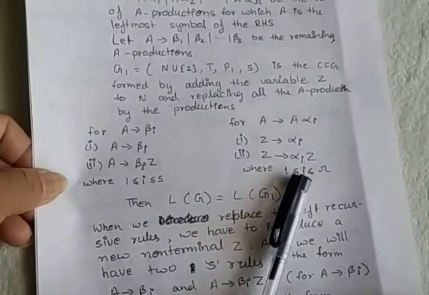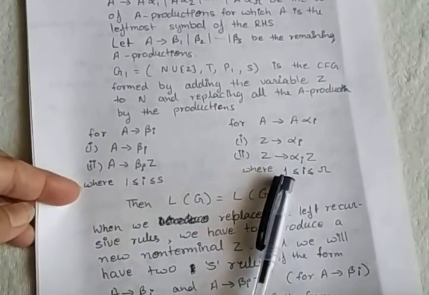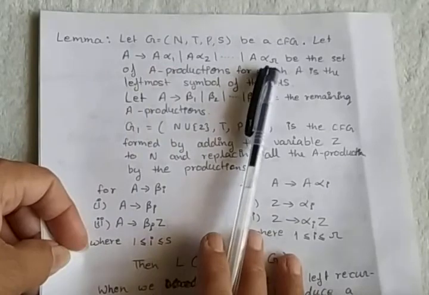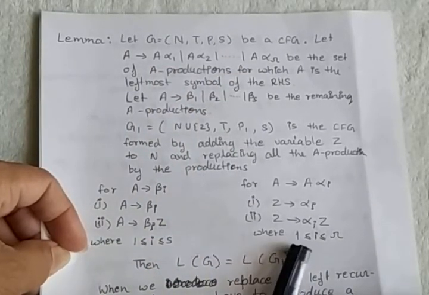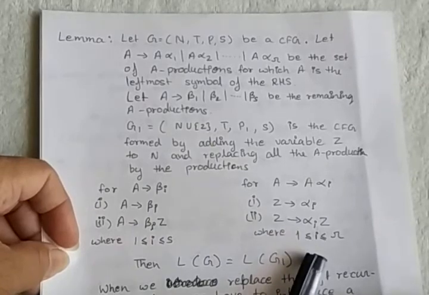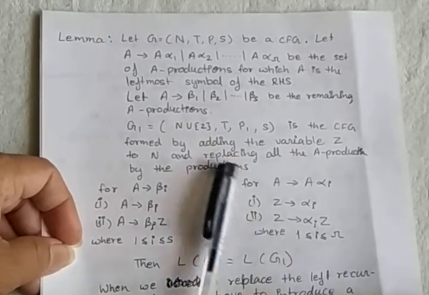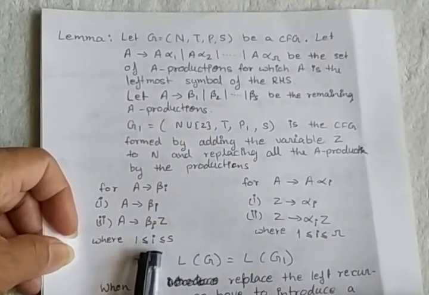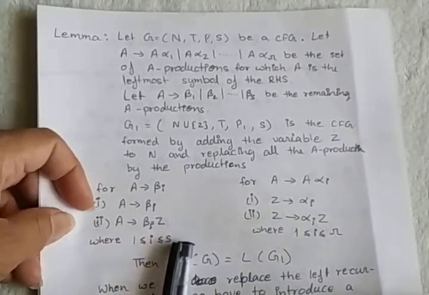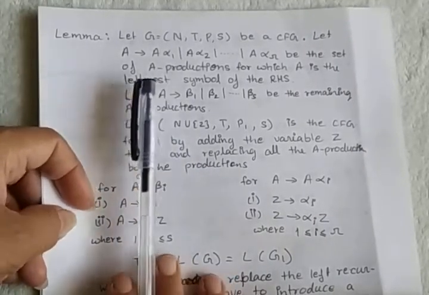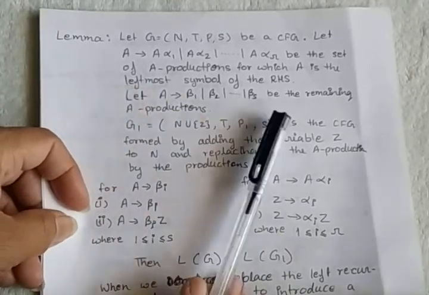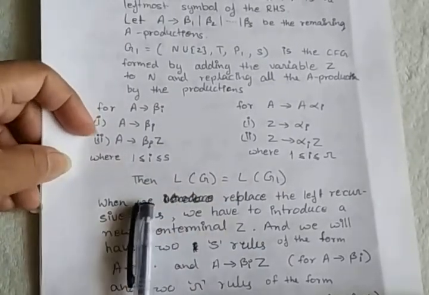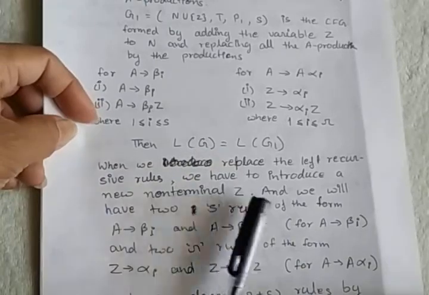Here the value of I lies between 1 and R, and from this we have R rules here. That's why we are using the condition that I lies between 1 and R. Similarly, we have these A rules up to beta S. That's why this I is varying from 1 to S. Now, if we convert the left recursive rules into right recursive rules, then the language accepted by the grammar will be the same.